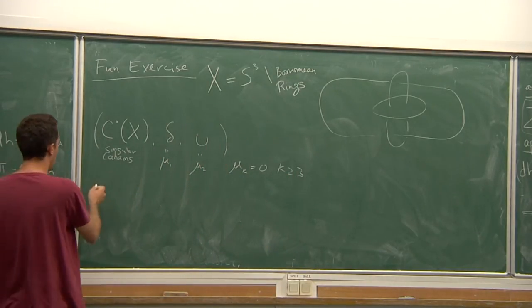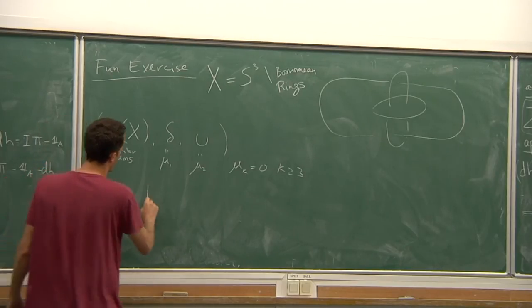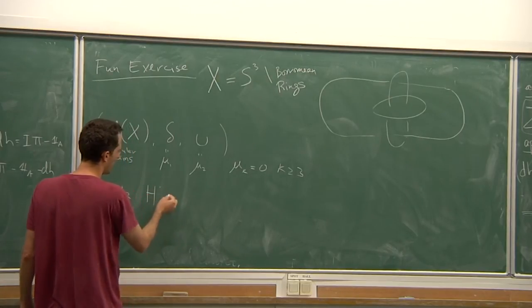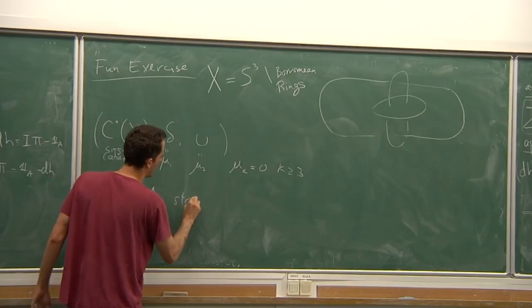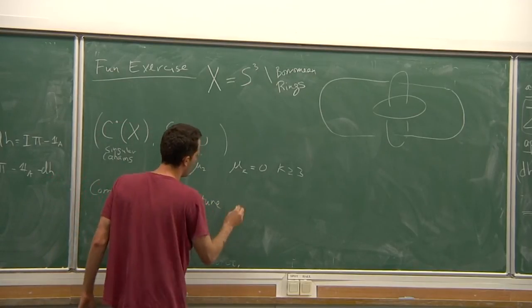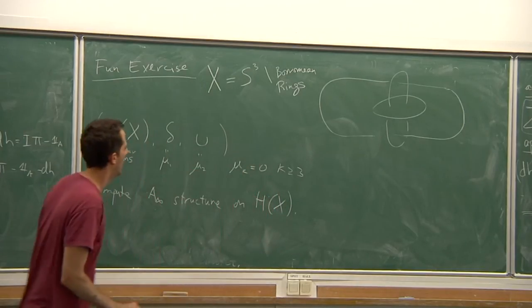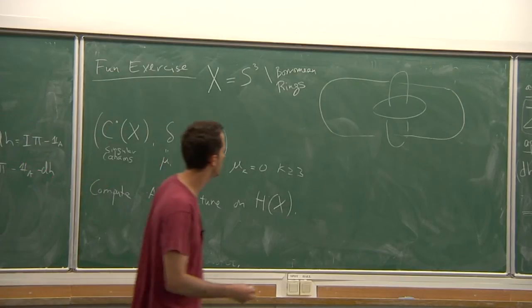And then the exercise is basically to compute the model, the infinity structure on the cohomology. So I want to tell you kind of what the answer is.